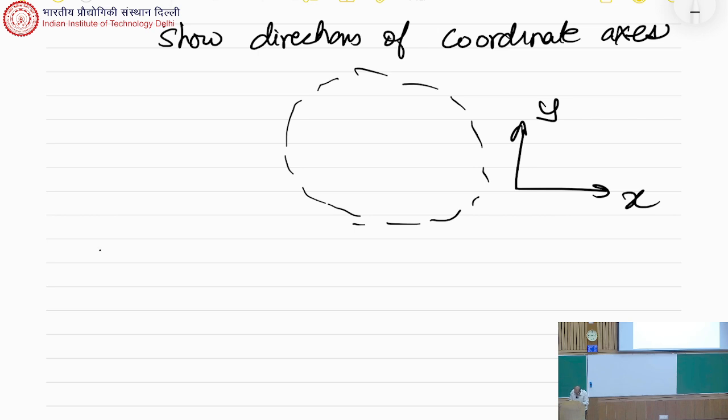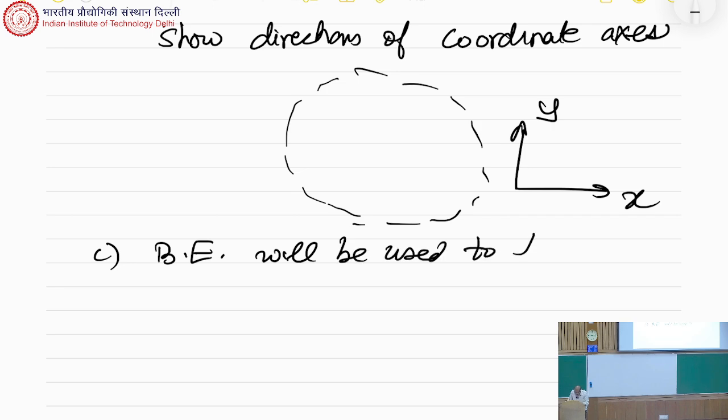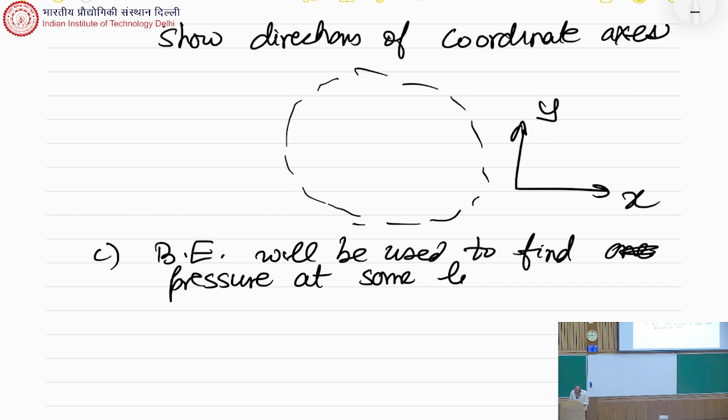And typically, Bernoulli equation will be used to find pressure at some location. And where will you use this pressure? This pressure will be used in the surface forces on the control volume. So either the problem may be direct, you will be asked to find the pressure at some location.